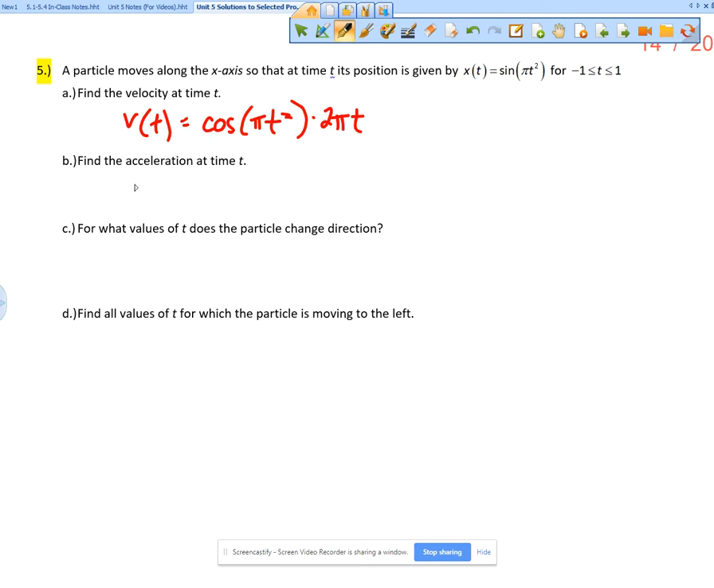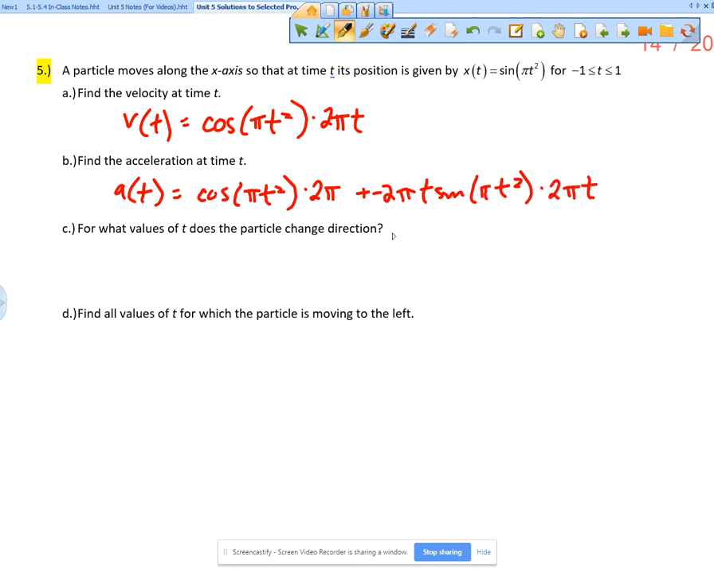Find acceleration. So a of t is just the derivative of this. But now remember, the acceleration needs to use the product rule. So I have cosine of pi t squared times the derivative of 2 pi t. Remember, 2 pi is a constant, so 2 pi, plus 2 pi t times the derivative of the cosine of pi t squared. Derivative of cosine is negative sine, so I'm going to put a negative 2 pi t in front. Sine of pi t squared times the derivative of pi t squared, which is 2 pi t.